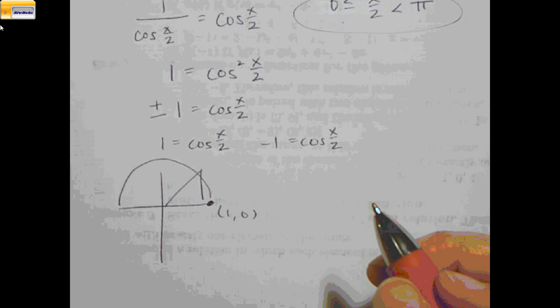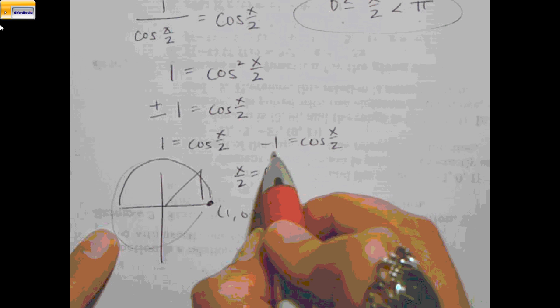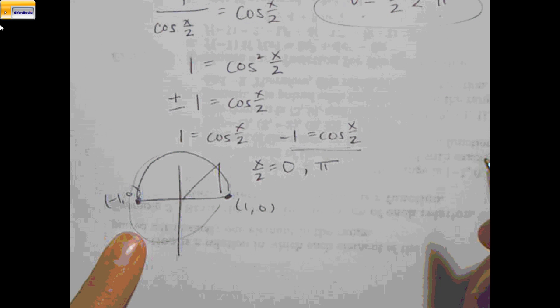If cosine's a 1, isn't that right there? 1 comma 0? What angle is that? 0. So x over 2 equals 0. And that's kind of it for that. What about negative 1? What about this guy right here? Isn't this negative 1 comma 0? Oh yeah. Cosine comma sine? So it's 0 and it's also pi, right?